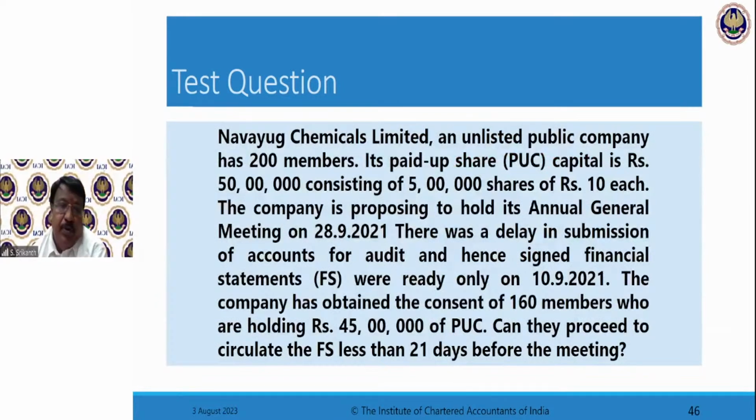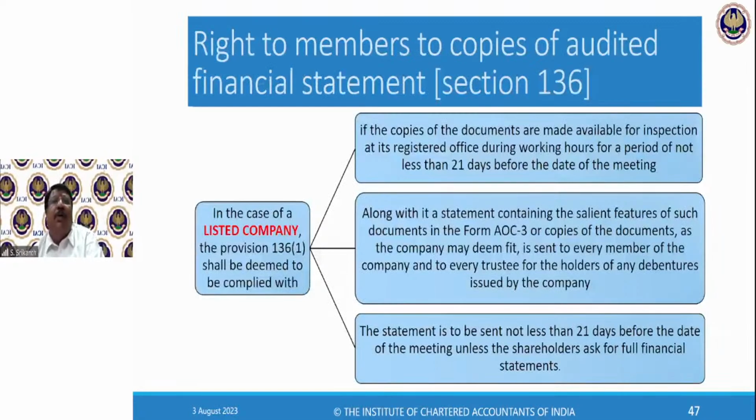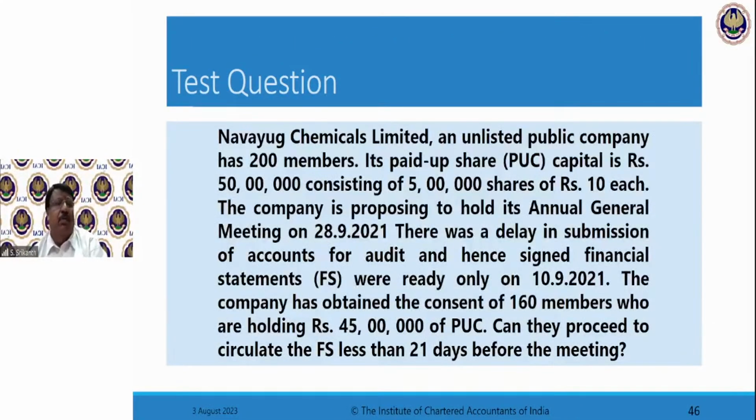So, see, that's what I'm saying. There is a numerical problem. You can try to answer it. And once you finish it, before we go to the next topic, I will give a break. Okay. Got it? Navayuk Chemicals Limited, an unlisted public company, has 200 members. Its paid up share capital is rupees 50 lakh, consisting of 5 lakh shares of ₹10 each. The company is proposing to hold its AGM on 28/9/2021.